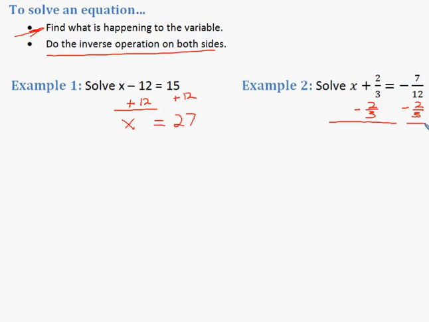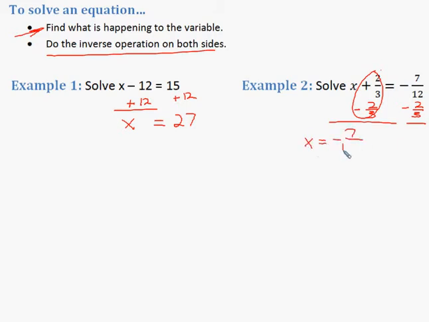Now on the left side, this is nice and easy because we have x plus 2/3 minus 2/3. We know that these two are just going to be 0 because they're inverses or opposites of each other. So on the left, we're left with x. On the right, we want to do negative 7/12 minus 2/3.